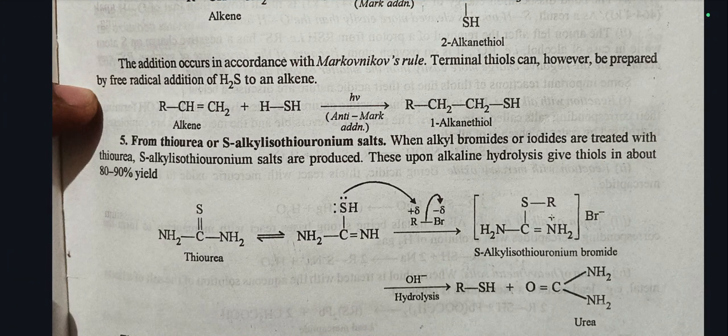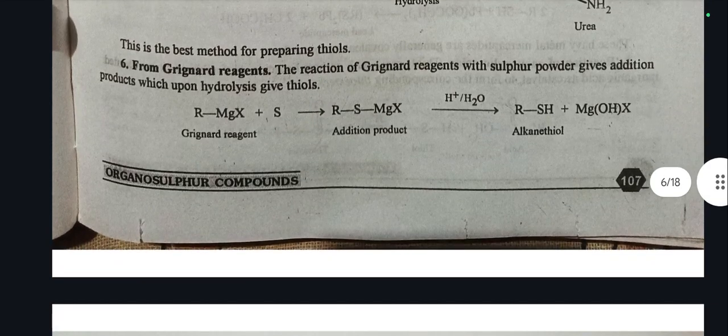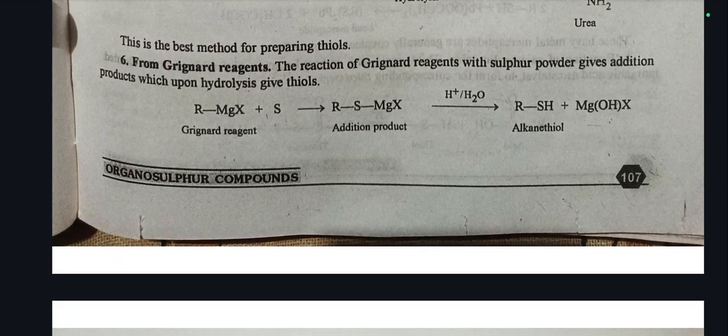From thiourea or S-alkyl isothiouronium salts. When alkyl bromides or iodides are treated with thiourea, S-alkyl isothiouronium salts are produced. These, upon alkaline hydrolysis, give thiols in about 80-96% yield. This is the best method of preparing thiols.